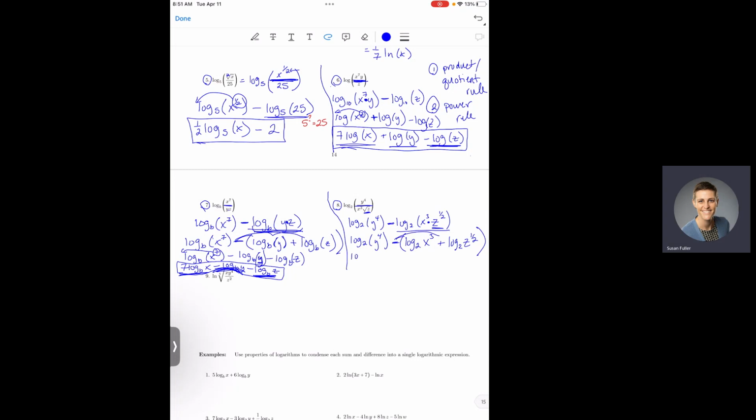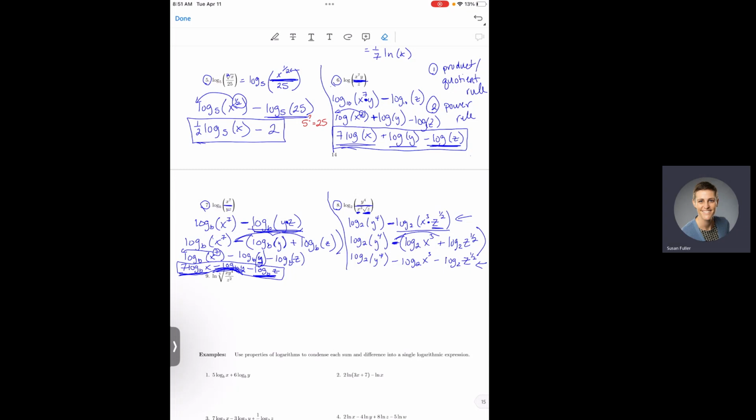If you can do that part in your head and do it all at the same time and jump right to here, minus log base 2 of z to the 1/2, I'm totally fine with that. But if your brain doesn't like that, then take the extra step, no problem. Just make sure you distribute that negative to each piece, because the x to the 3rd and the square root of z are both on the bottom. Their logs both need to be negative.